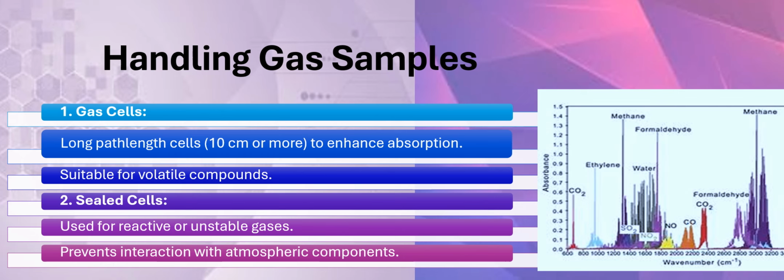Handling gas samples requires specific precautions due to their volatility. Common techniques include gas cells. These long path length cells enhance absorption signals and are ideal for volatile compounds. Sealed cells, used for reactive or unstable gases. These cells prevent interaction with atmospheric components. Make sure gas cells are free from leaks and properly flushed with inert gases if needed.